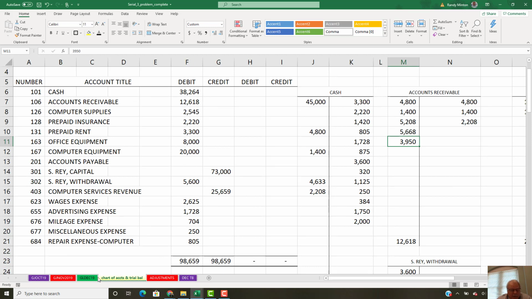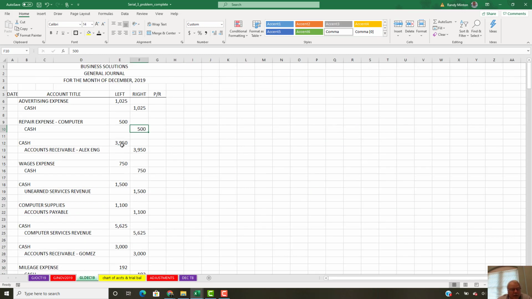Let's go back over to the December entries here. Here we go. And so you see we're going to get cash in. So that cash as an asset's going up, so we're going to put it on the left-hand side. And accounts receivable is also an asset, and it's going down on the right-hand side.